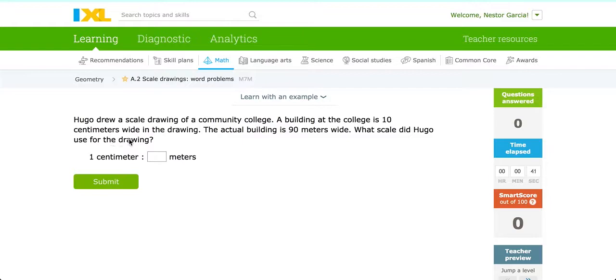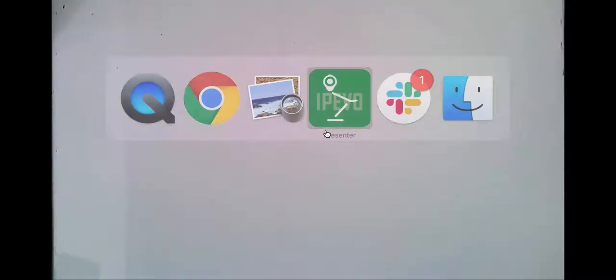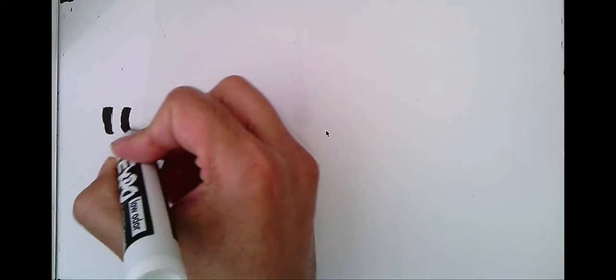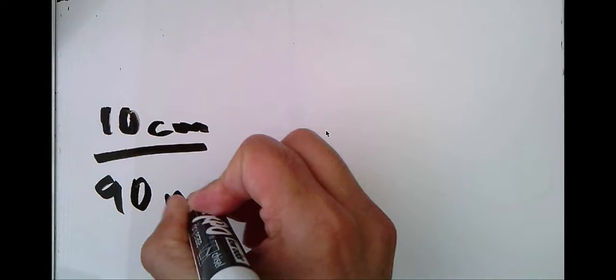What I recommend when working on these problems is to write out two ratios, creating a proportion. Let's start with the information that's already given to us. A building at the college is 10 centimeters, that's the drawing, while the actual building is 90 meters. So let's create our first ratio. 10 centimeters to 90 meters.